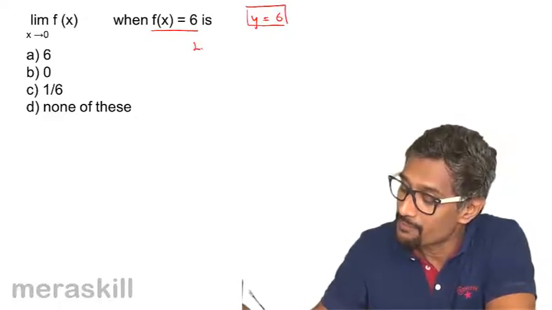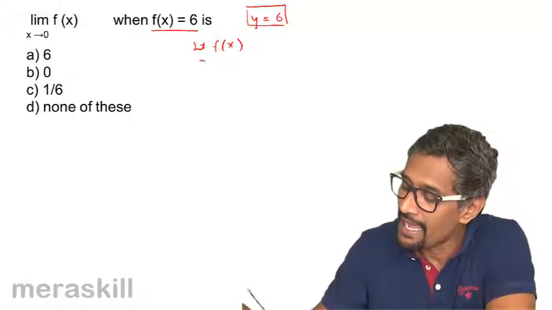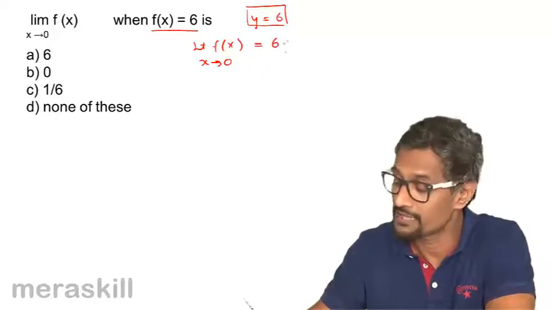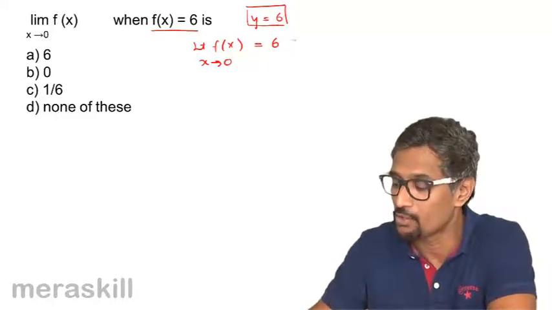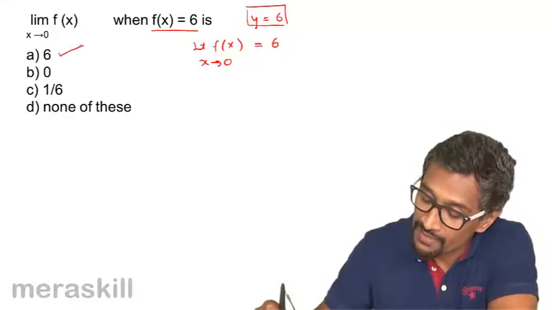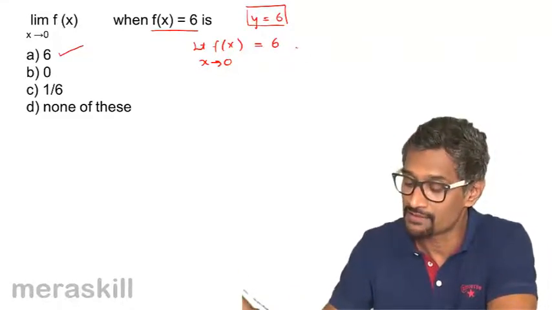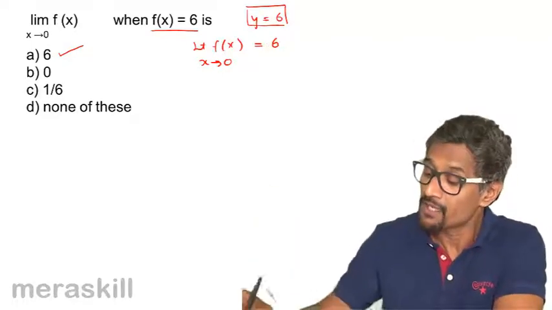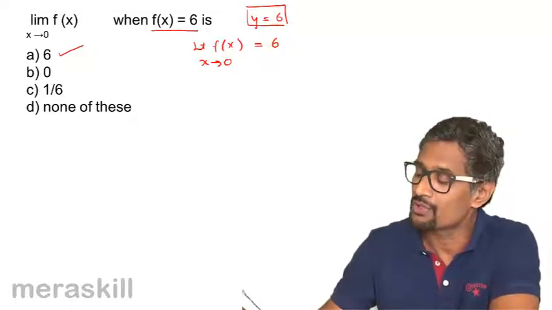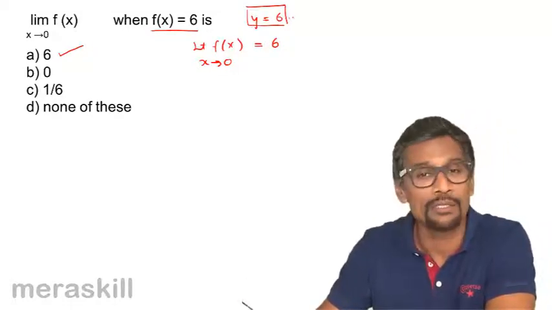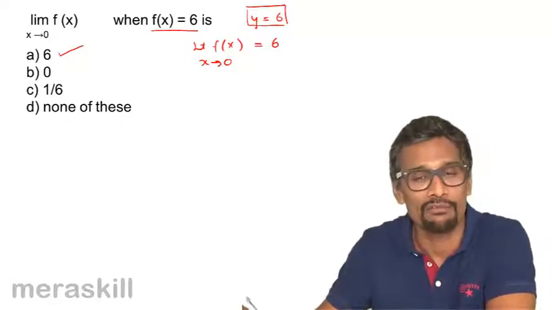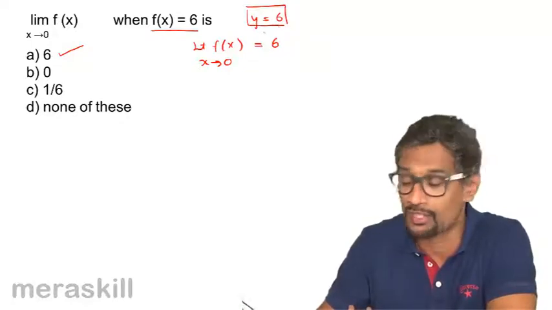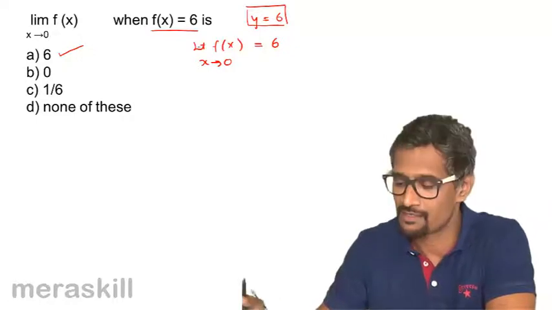So the limit of f of x as x approaches 0 itself is 6, which is f of 6, which is nothing but 6. So the limiting value is 6. Among these options, you find that this is the right answer. So the limit of f of x as x approaches 0 is equal to 6. Here is just a simple function, what we call a constant function, because the value of the function is always 6 immaterial of whatever be the value of x. So in such cases, it's very easy to deduce that the value of the function is 6, whatever be the value of x.